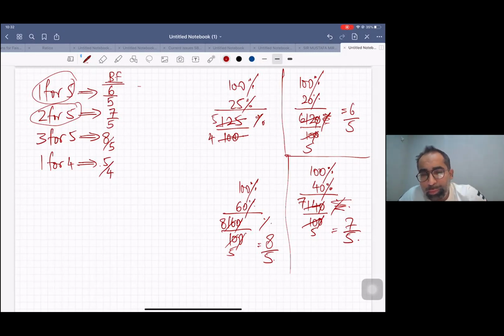So now it should not be a challenging task for you. So let's summarize again. We just studied 2 issues. The first is full market price issue, and the second one is bonus issue.